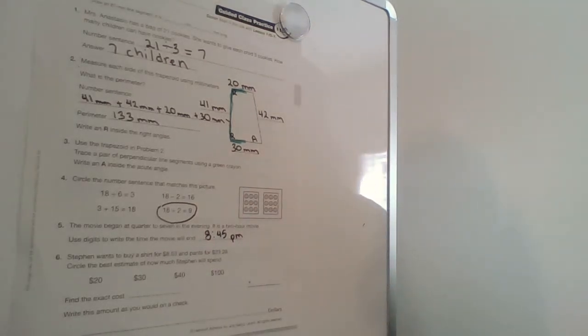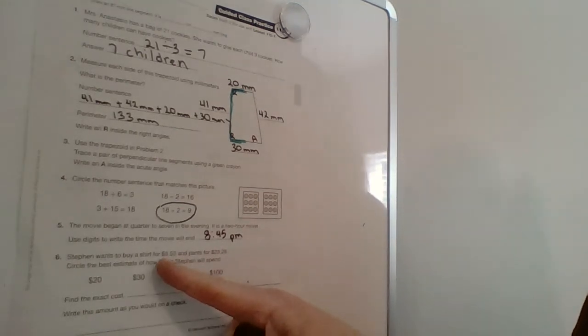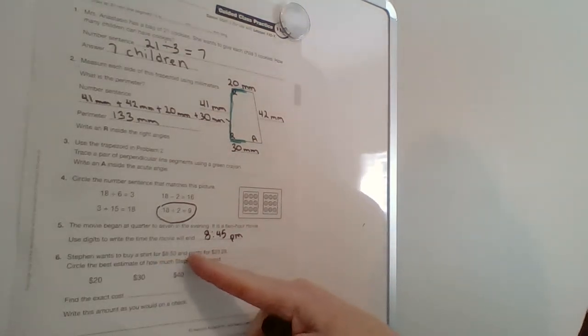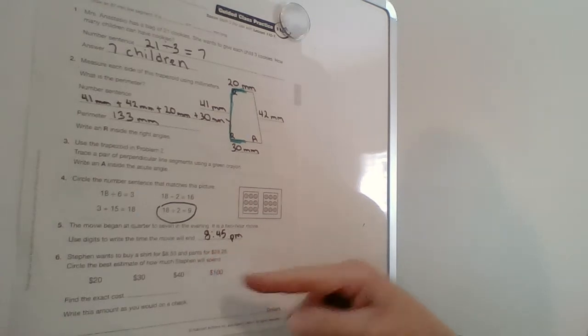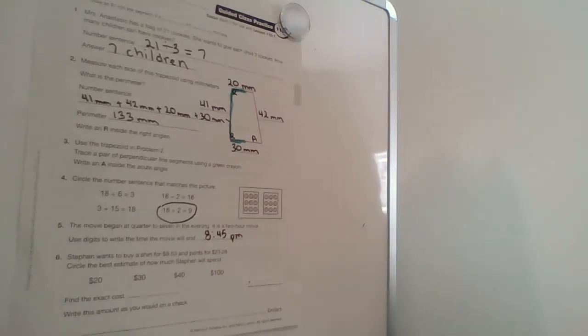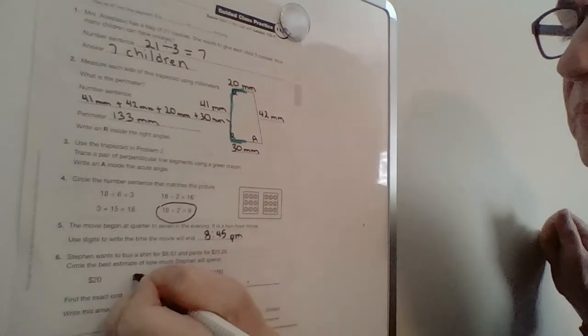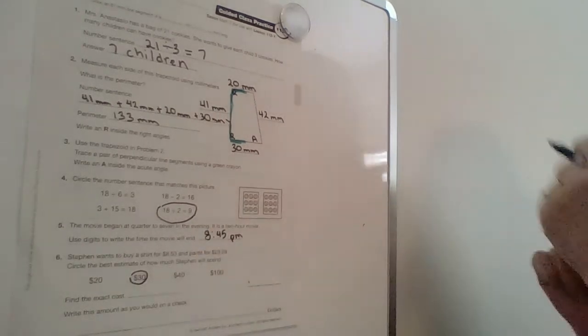Stephen wants to buy a shirt for $8.53 and pants for $23.28. Circle the best estimate of how much Stephen will spend. All right, so let's think about this. $8.53, we can round that up to about 9. Pants for 23, that'd be 23 plus 9. Let's see. That would be close to $30, wouldn't it? It would be close to 30.